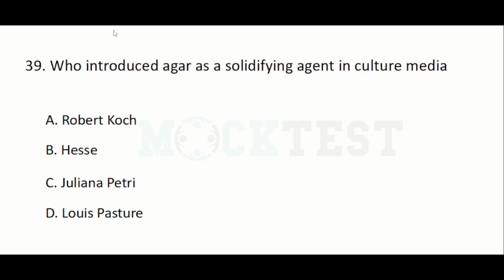Next, who introduced agar as a solidifying agent in culture media? Option A, Robert Koch. Option B, Hesse. Option C, Julius Petri. Option D, Louis Pasteur. Option B, Hesse. Answer, Hesse.